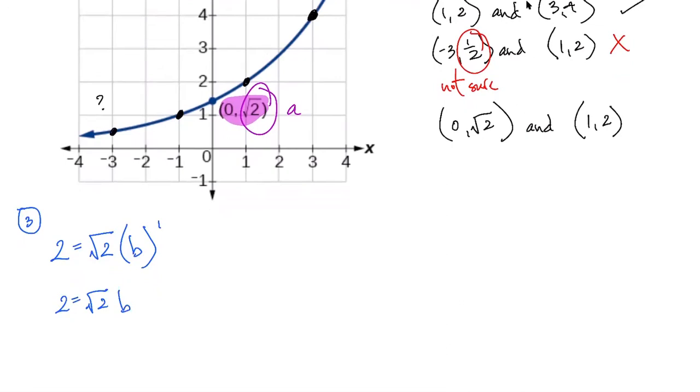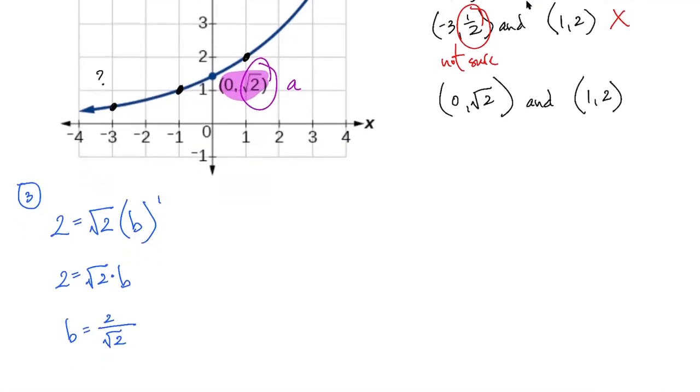Square root both sides? Wow, okay. So are we square rooting or are we dividing by the root 2? I think we're dividing by that root 2, right? Because root 2 is root 2 times b. So in order to get rid of it, I got to divide by it. So we'll get b equals 2 over root 2.